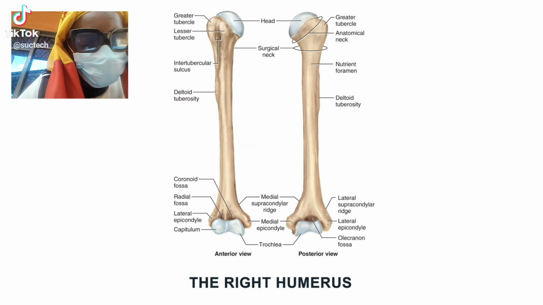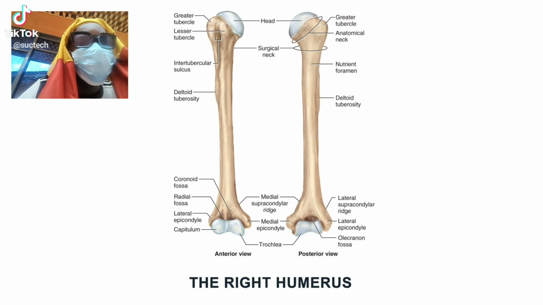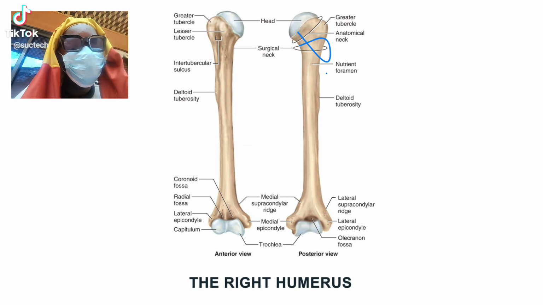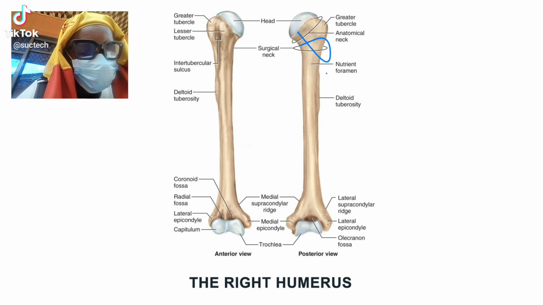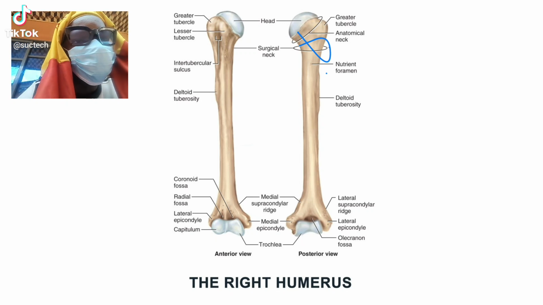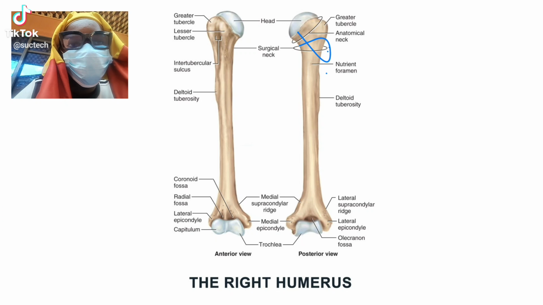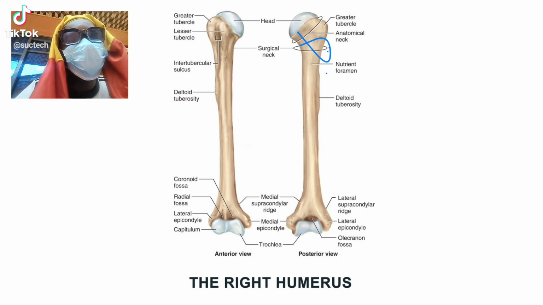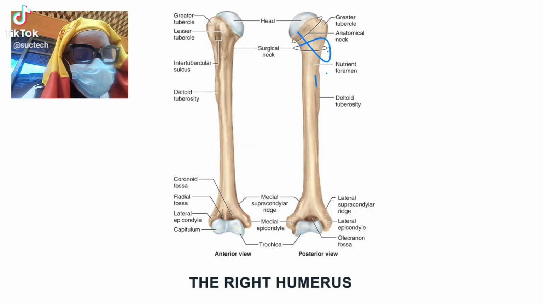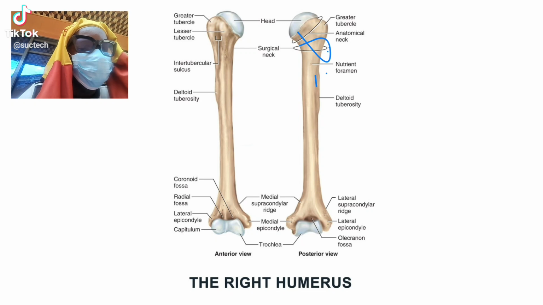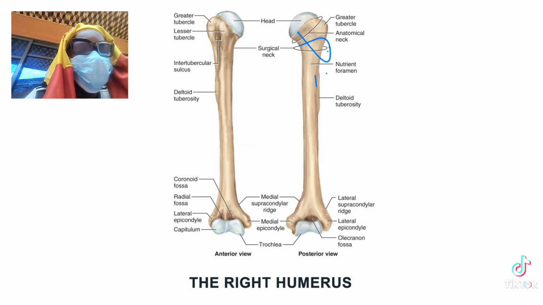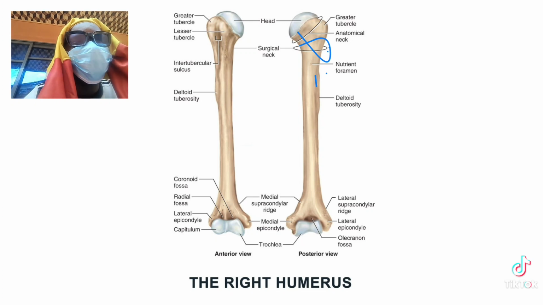First of all, this is the surgical neck. They may ask you which nerve passes through this place, or which nerve is most injured through the surgical neck. Now the answer is what? The axillary nerve, because it passes through there and is easily injured. Now they may then ask you what kind of humerus.